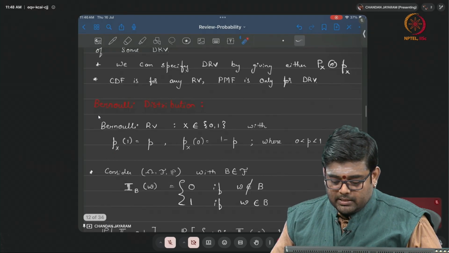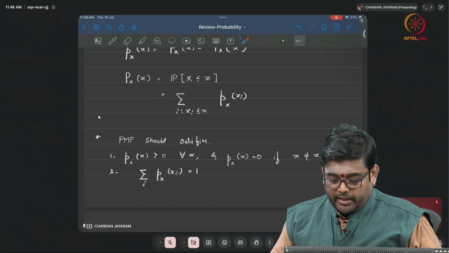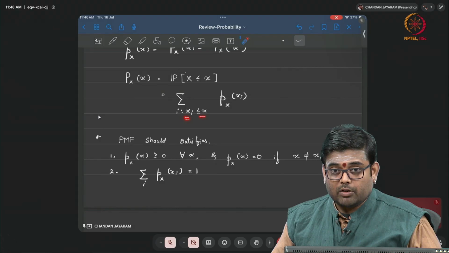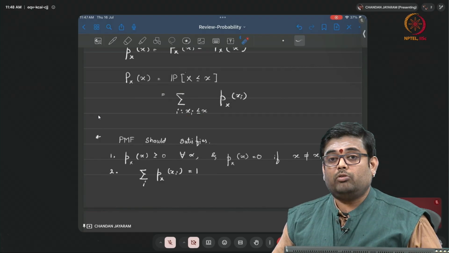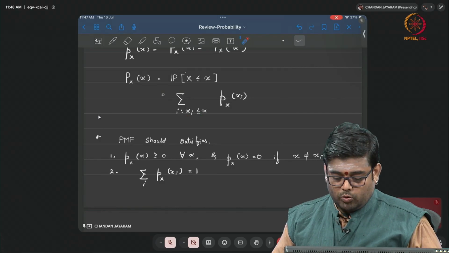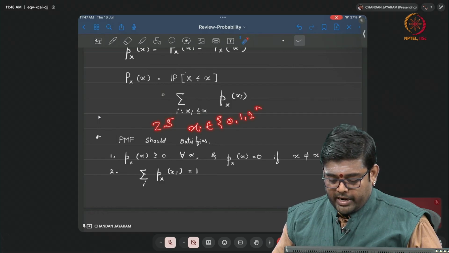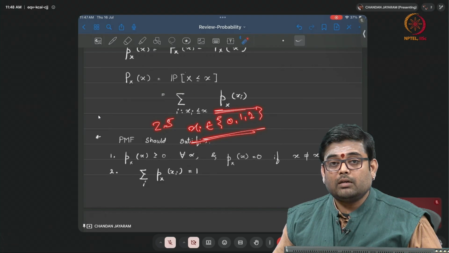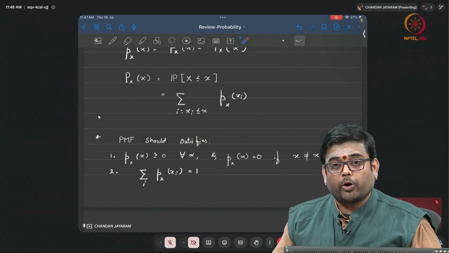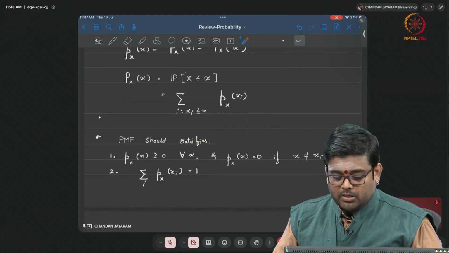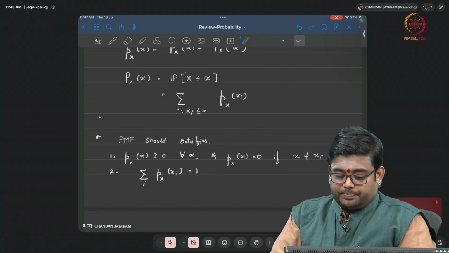So you take i's such that xi is less than or equal to x. That means that if you take x equal to 2.5, what are the xi's that I should consider? The xi can take values 0, 1 and 2, and for each of these you add the mass at that specific point, and that will become the CDF, okay.